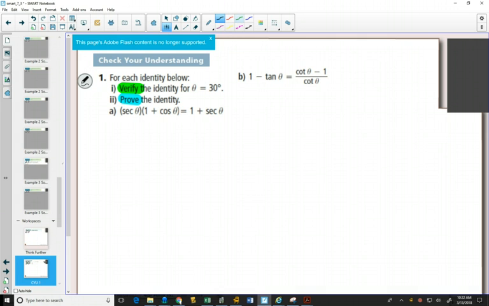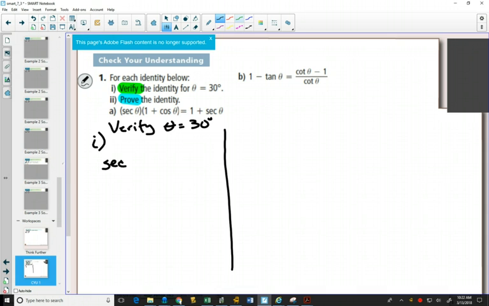When you want to verify something, what you're doing is you're checking for a specific value. In this case, theta is 30 degrees. So you set it up exactly the same way where you draw your line. So here we're going to verify theta equals 30 degrees. And what you do is you plug in 30 degrees into the left-hand side. And you plug in 30 degrees into the right-hand side.